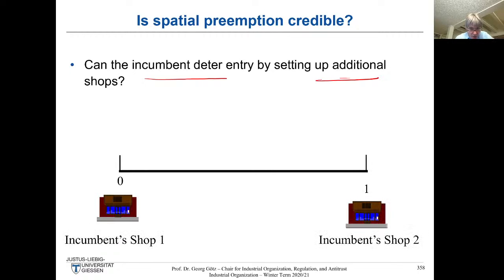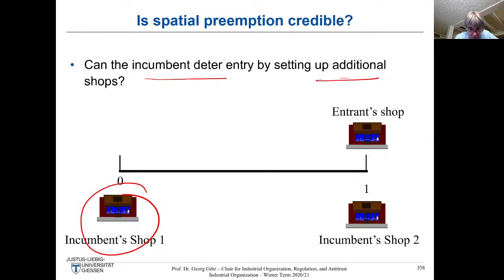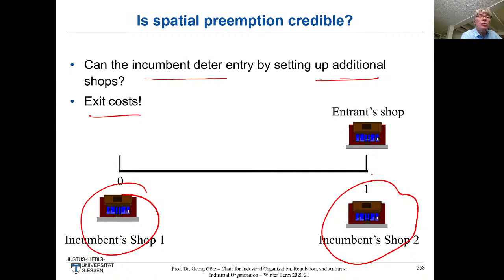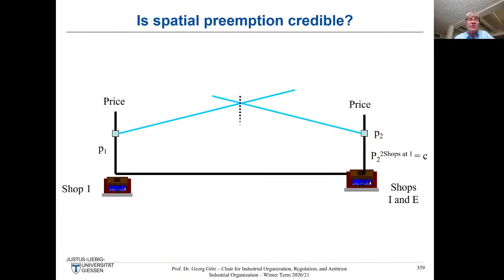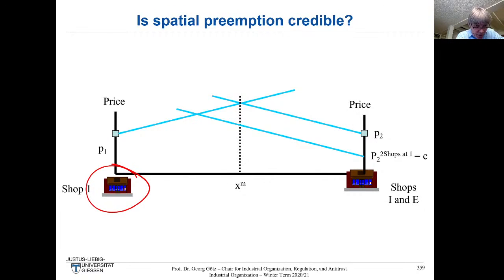Here's the incumbent shop, and suppose there is one incumbent shop, and there's a possibility for the entrant to enter here at 1. And can the incumbent prevent this by setting up a second shop here at stage 1? Okay, and you will see this crucially depends on the so-called exit cost. And if exit costs are not high enough, you'll see immediately from this figure that such a strategy does not work. You will see that here, suppose shop 1 has some price.